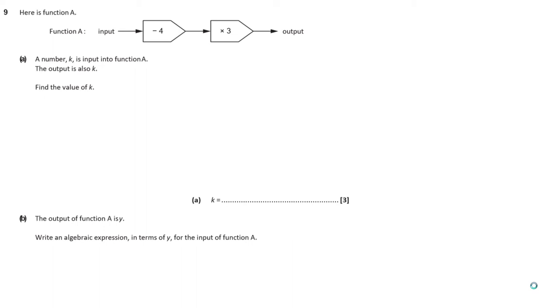Function A. The input, we subtract 4 from it, and then we multiply it by 3 and we get the output. And number k is input into function A. The output is also k. Find the value of k.